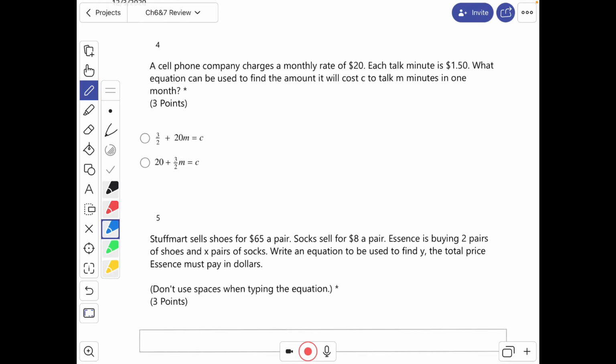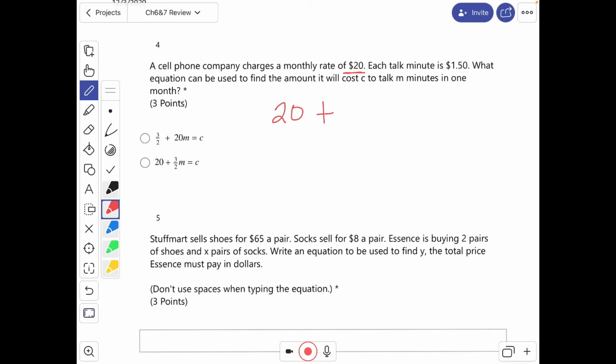Number 4. A cell phone company charges a monthly rate of $20. Each talk minute is $1.50. What equation can be used to find the amount it will cost C to talk M minutes in 1 month? That's pretty expensive if they're charging by the minute. So the monthly rate is 20. That means even if you don't use your phone at all, you still have to pay 20.